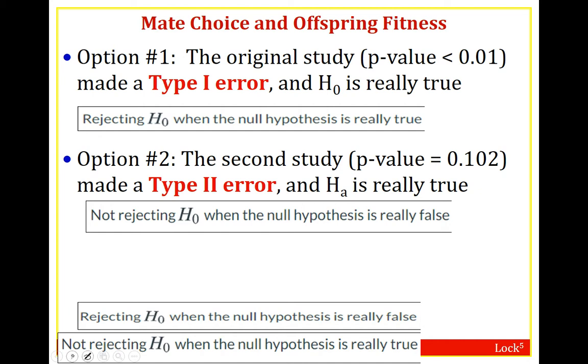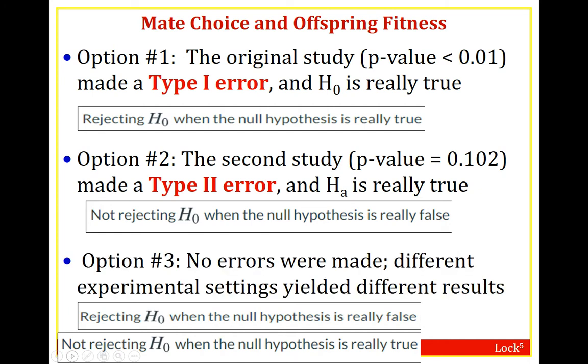And option number 3, no errors were made and different experiment settings yield different results. These 3 things can happen. So in this mate choice offspring fitness that we're referring back and forth to, the first thing that could have happened is somebody made a type 1 error. And in a type 1 error, they rejected H0, but the null hypothesis was really true.